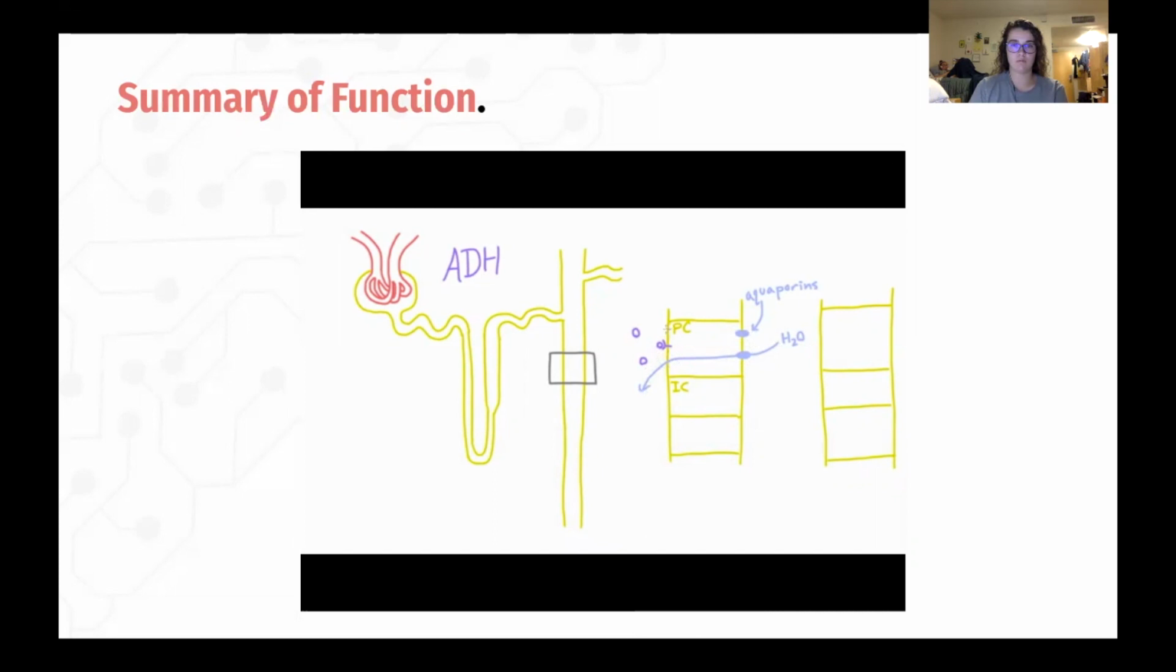Well, it turns out that the basolateral membrane actually always has little aquaporins in it, so that it's really easy for water to pass through that side. So that's one complaint you might have.